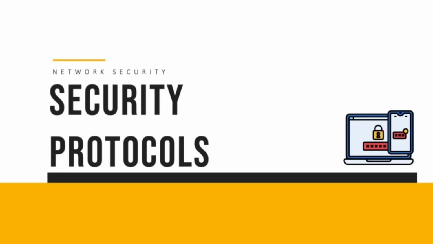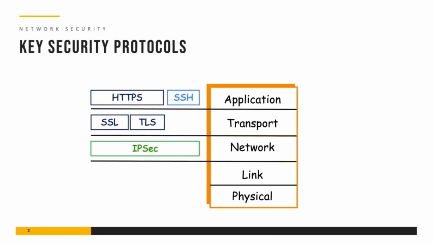In this lecture, we are going to discuss some of the key security protocols used in networks. This is an interesting figure because it tells you where each of these protocols reside in the protocol stack. So for example, we have HTTPS and SSH which reside at the application layer. Then we have SSL and TLS which reside at the transport layer. And we have IPsec which resides at the network layer.